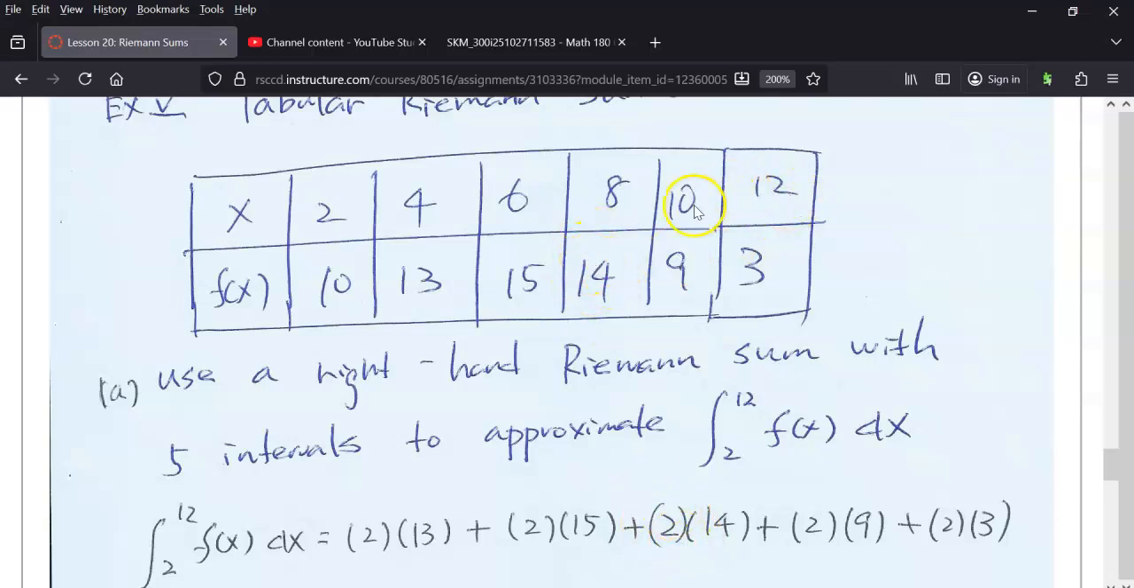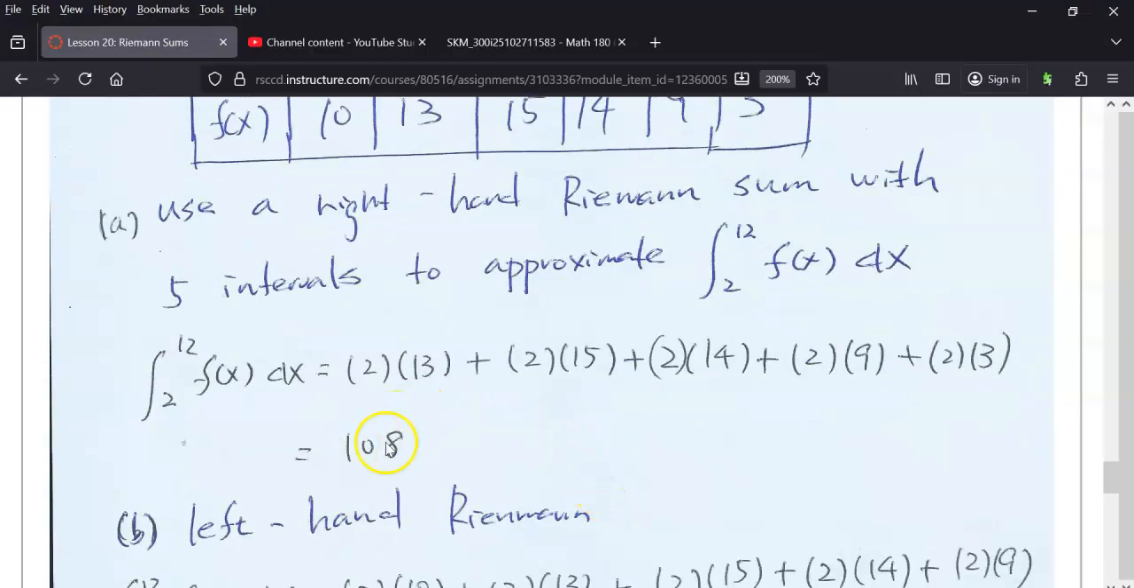Between 8 to 10, the width is 2, and then we're going to use 9. And last but not least, 10 to 12 is still 2, and the right hand Riemann sum height will be 3. So if you add that up, you get 108.